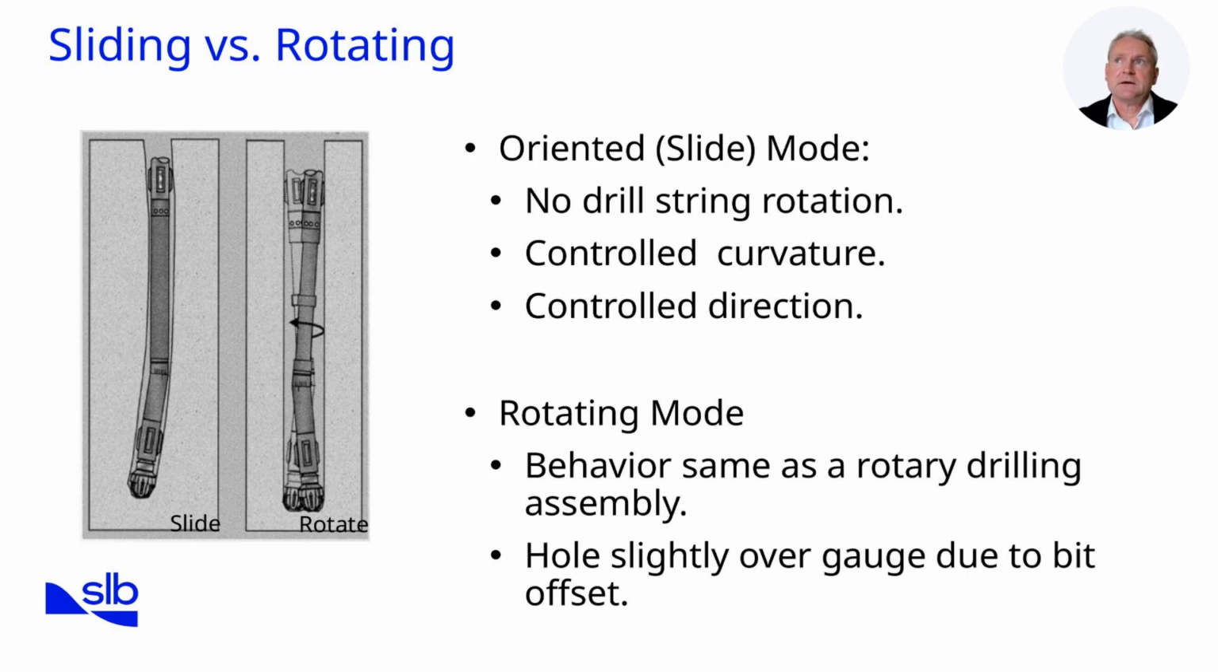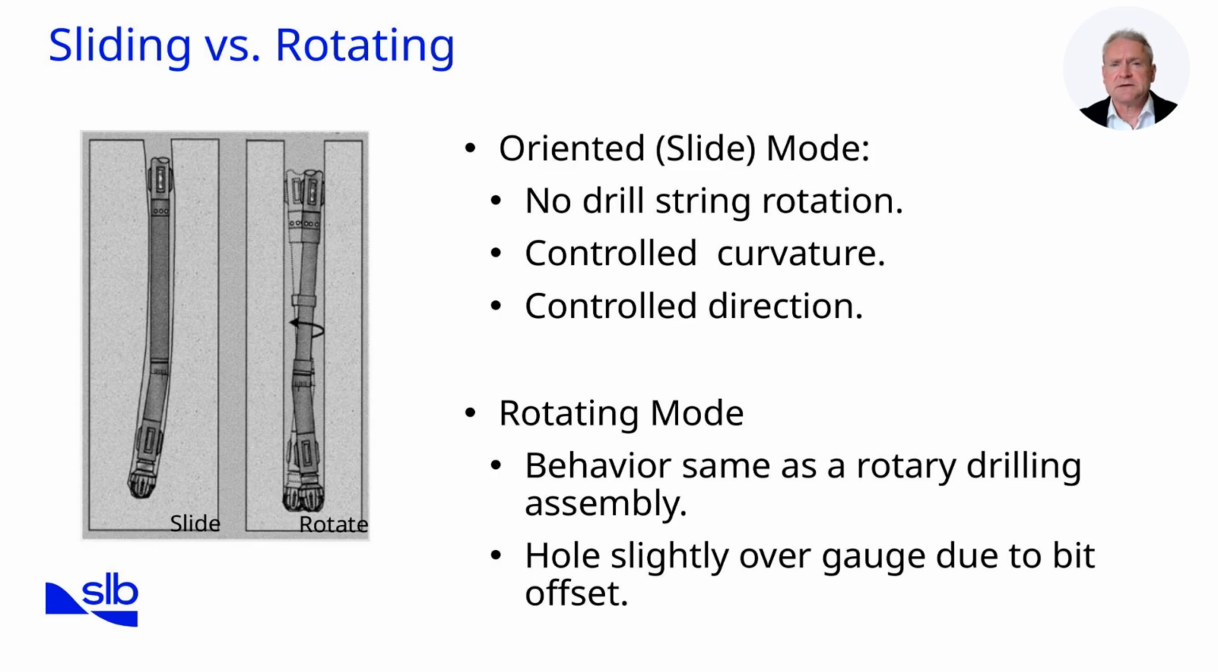In rotating mode, the drill string is rotated from the surface, straightening the assembly and drilling much like a conventional rotary system. This produces a smoother in-gauge hole with better hole cleaning and faster ROP. Directional control is limited and the borehole often ends up slightly over-gauge because of bit offset.